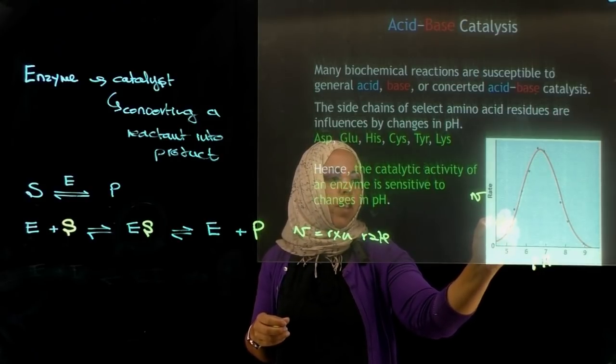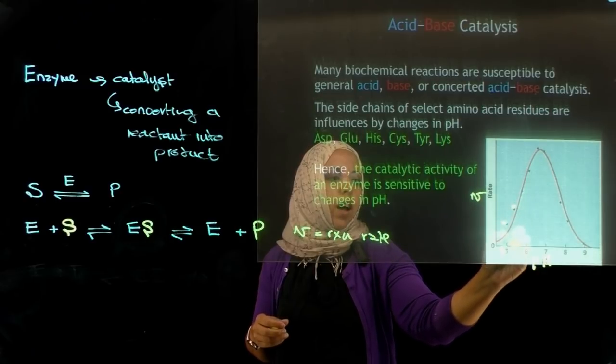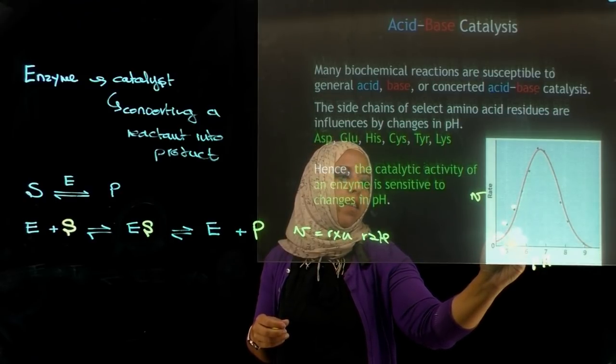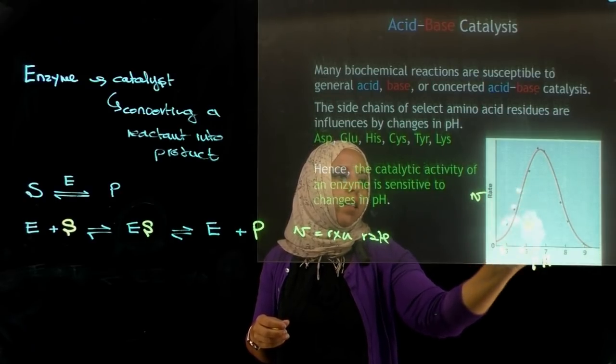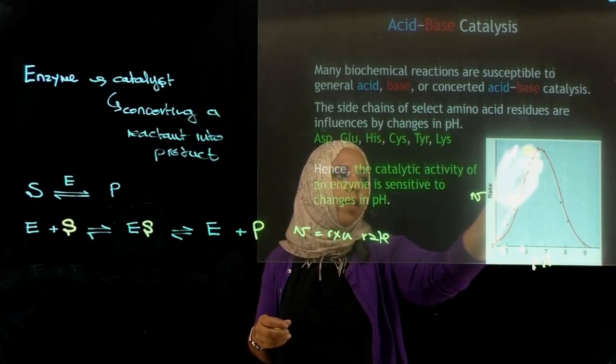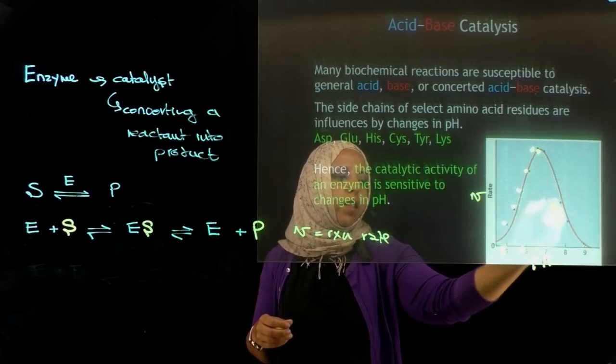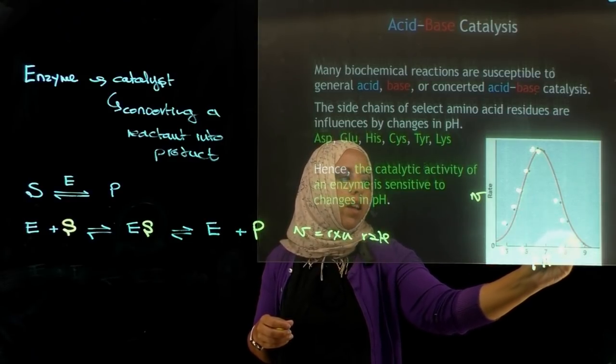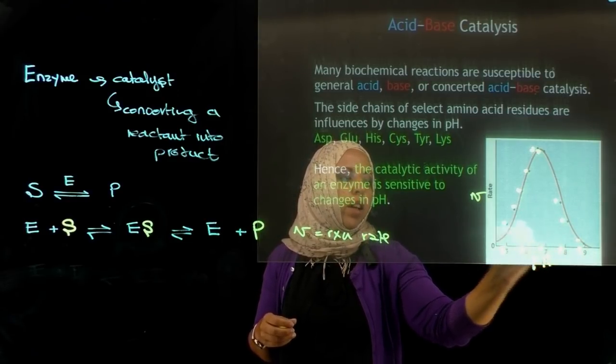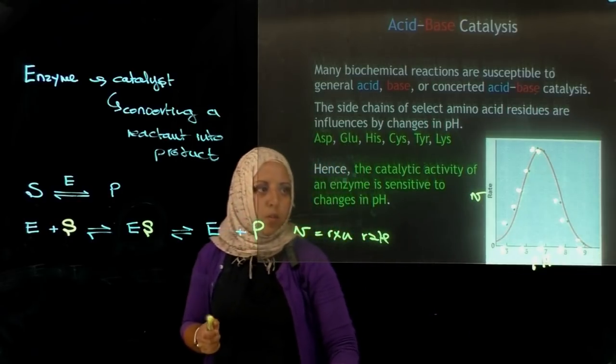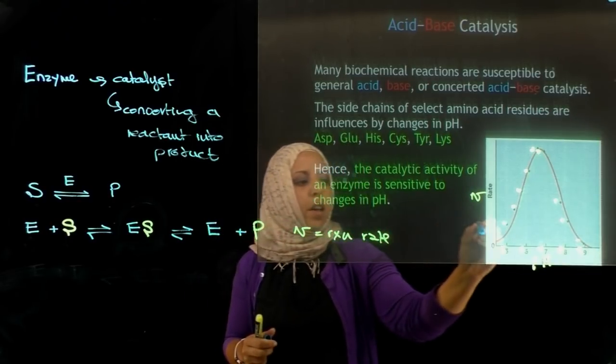And then you're measuring the rate at pH 5, and then you measure the rate of the reaction at, let's say, 5.5, and then you measure it at 6, and then 6.5, and then 6.8, and then at 7, and then 7.5, and then 8, and then at 9, right? So based on that, this is what we call a pH profile.